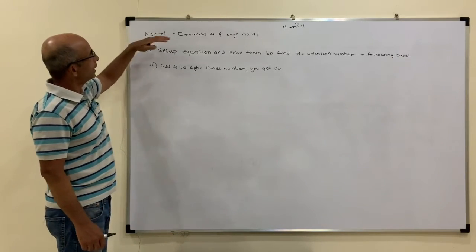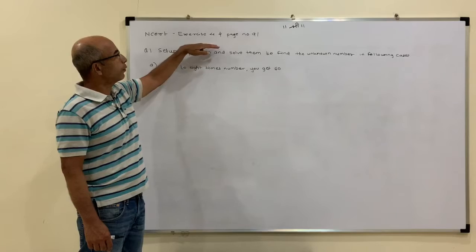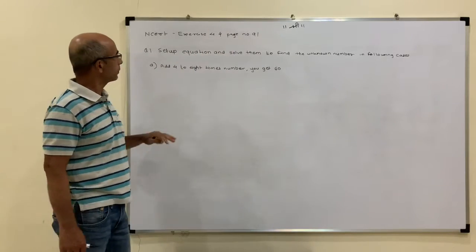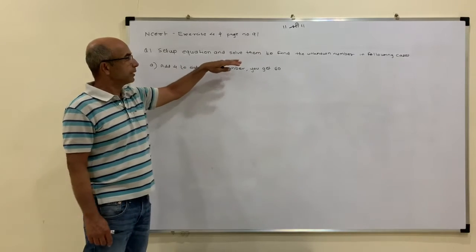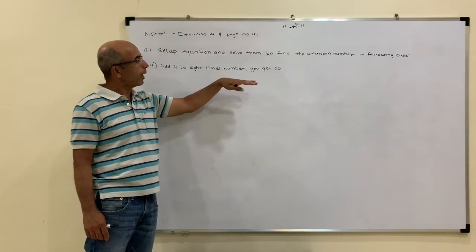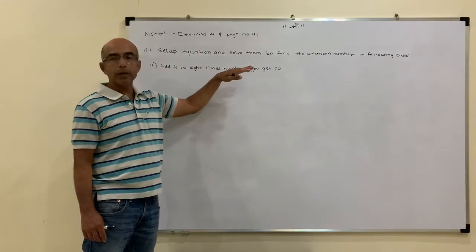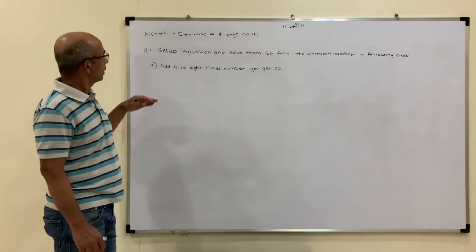NCERT book, exercise number 4.4, page number 91. Question 1. Set up equation and solve them to find the unknown number in the following cases.